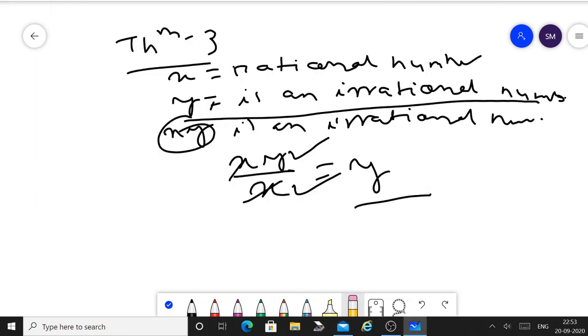Then next, the sum, difference, product and quotient of two irrational numbers need not be an irrational number. The sum of two irrational numbers need not be an irrational number, it may be rational, it may be irrational.